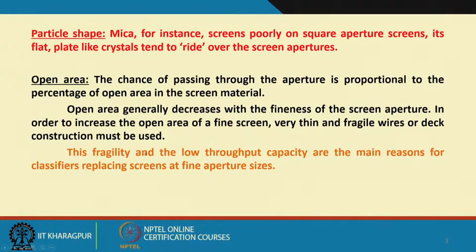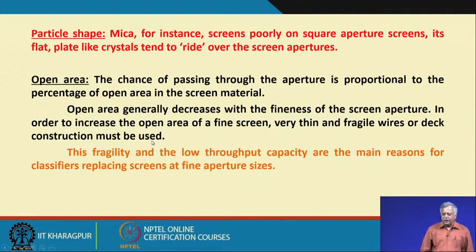So, in order to increase the open area of a fine screen, very thin and fragile wires or deck construction must be used, and we also use wet screening, so that the water also tries to flush those particles. So, this fragility and the low throughput capacity are the main reasons for classifiers replacing screens at fine aperture sizes.